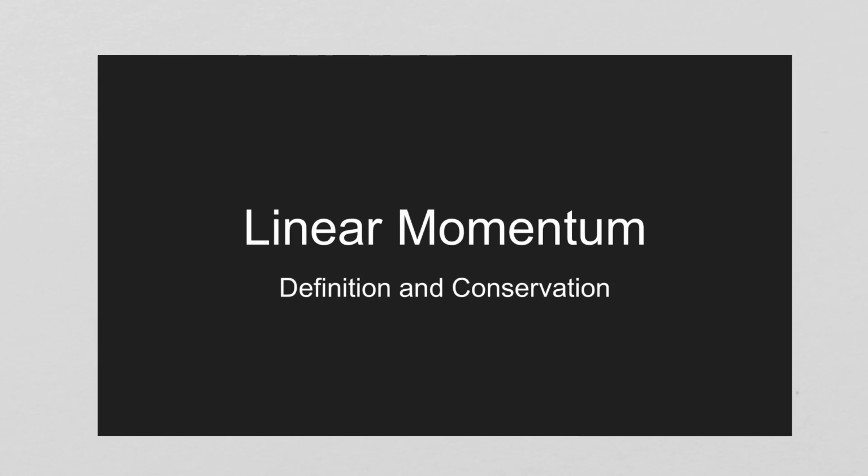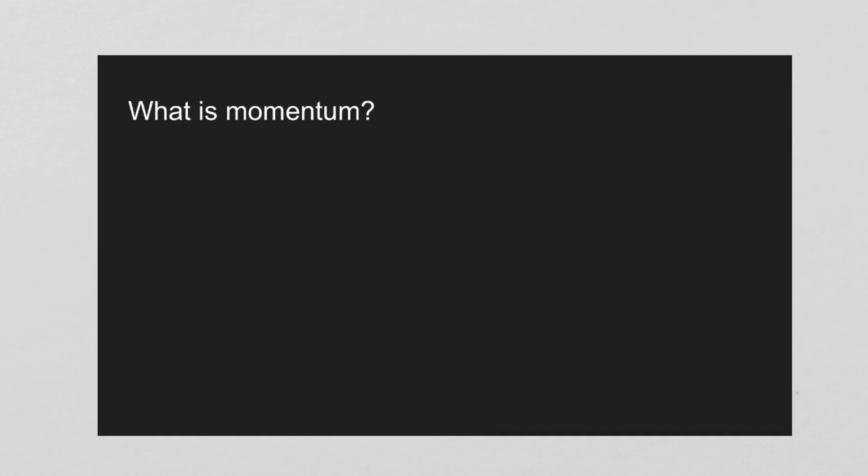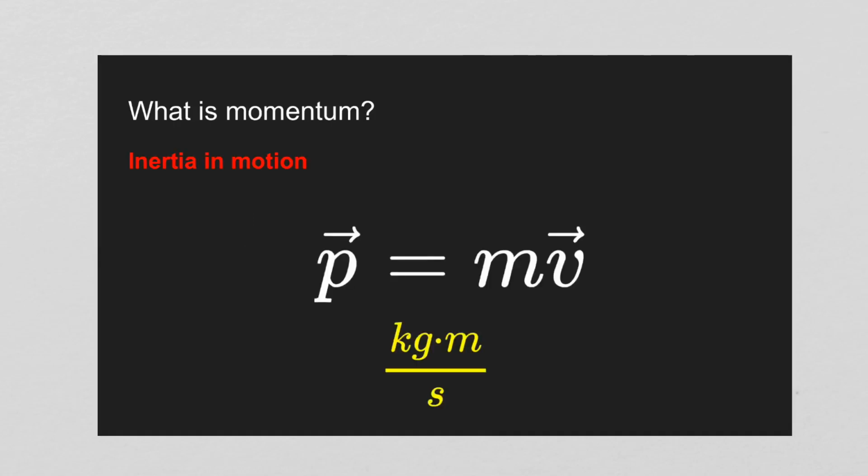Let's talk about linear momentum. Now, we're going to start with its definition, and when Newton actually got his laws of motion, and by got I mean derived, came up with, whatever you want to call it, he worked in terms of momentum. So what is it? Well, momentum is inertia in motion.